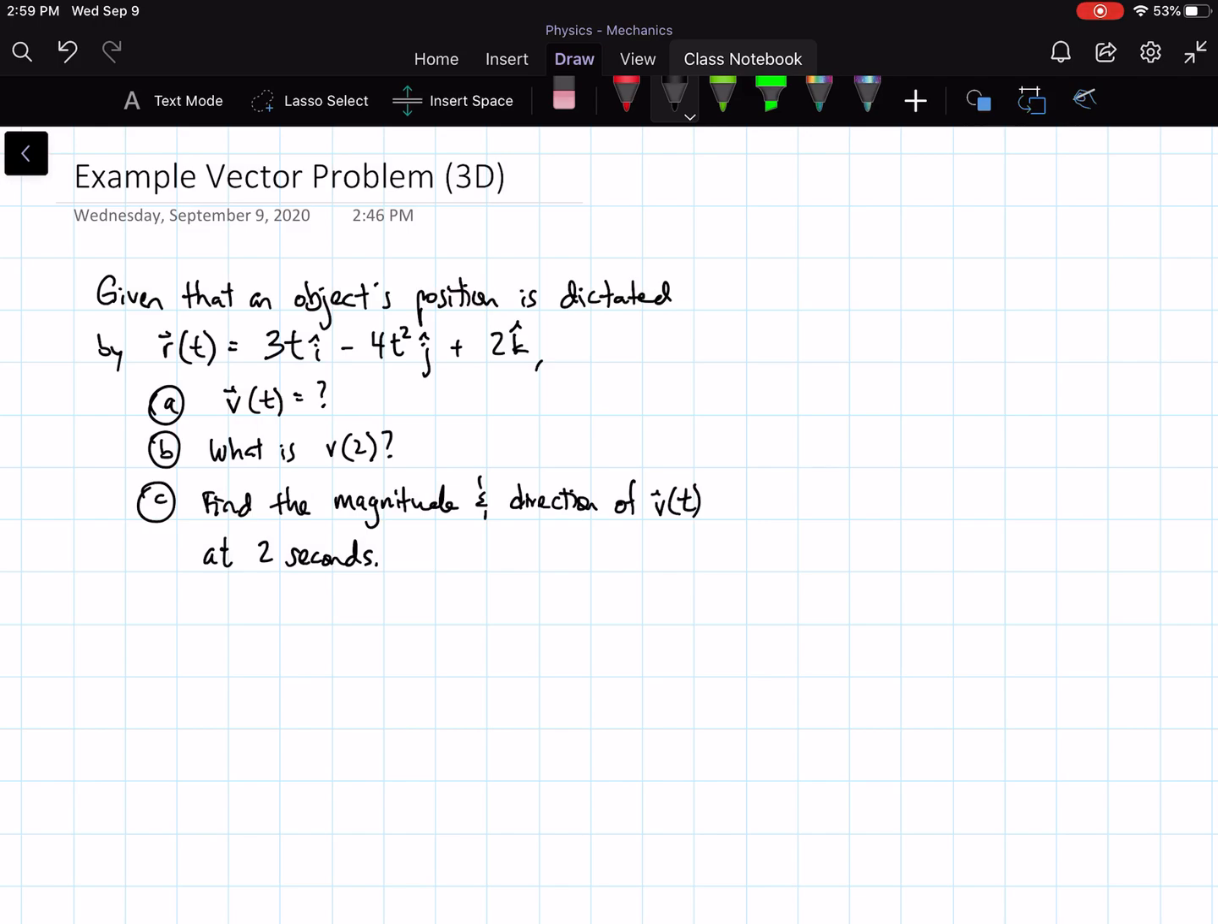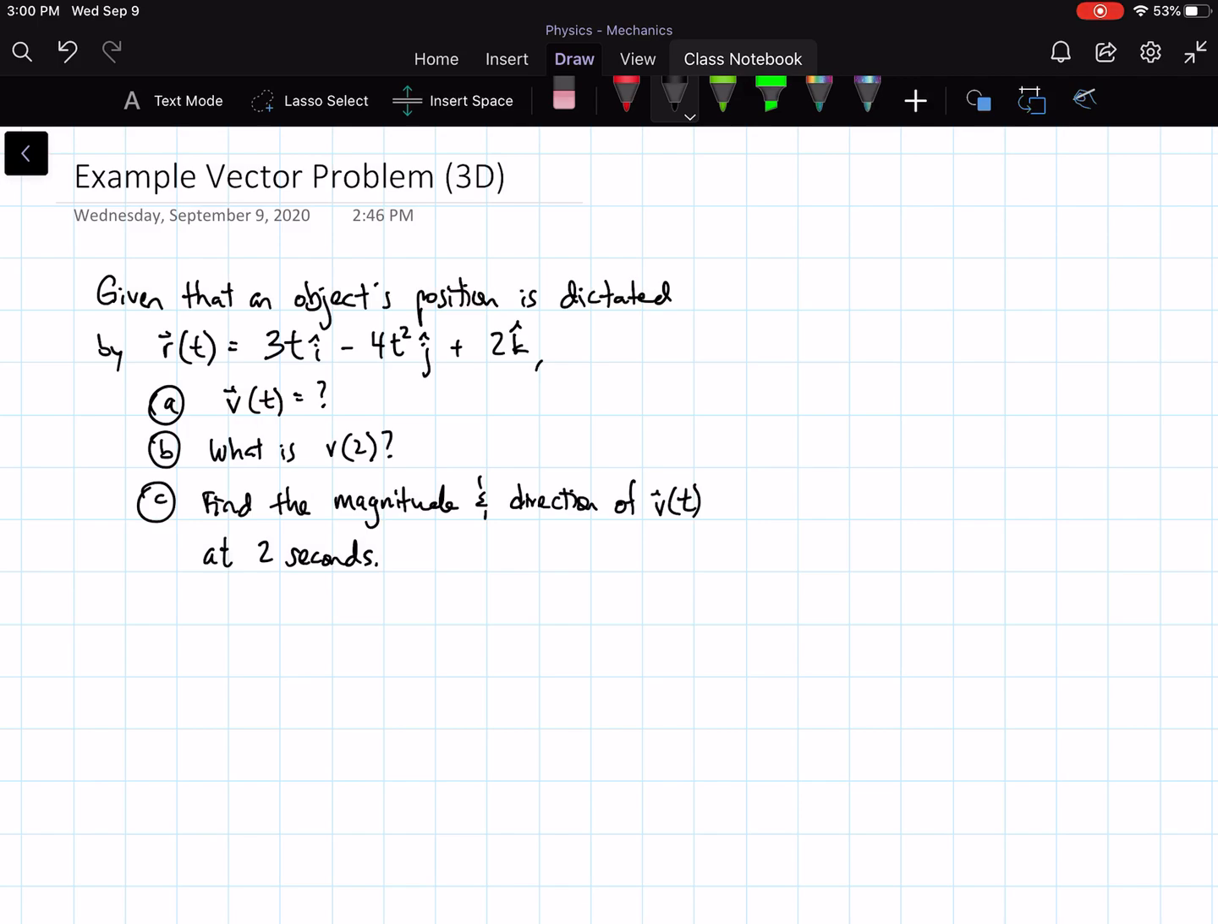All right, so the problem is, just in case you can't read my awful handwriting, given that an object's position is dictated by that function for position, and that's 3t in the x direction, negative 4t squared in the y direction, and just 2 in the z direction. So in other words, the z component of the object's position never changes. So effectively, this is a two-dimensional motion problem because if it never changes in the z, then that's our plane right there. But just so we can see how the whole 3D thing works out.